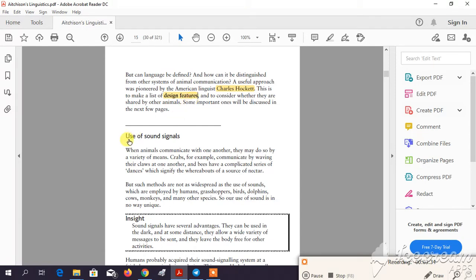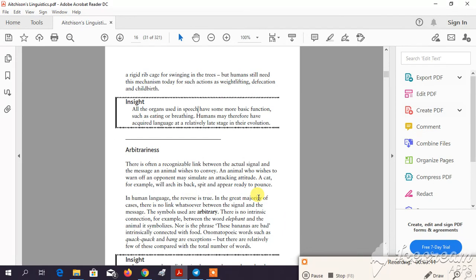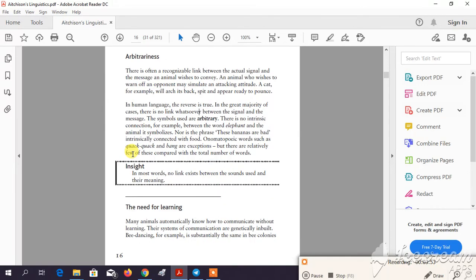So I'd like you to start reading use of sound signal. This is number 1, characteristic number 1 for language. Read it please for next time. And I'd like you also to read arbitrariness, number 2. Make sure that you number them. Arbitrariness is characteristic number 2 for language. And the need for learning, and this is number 3. These are the characteristics that are included for next time, your homework for the next lecture. Make sure that you read them again.